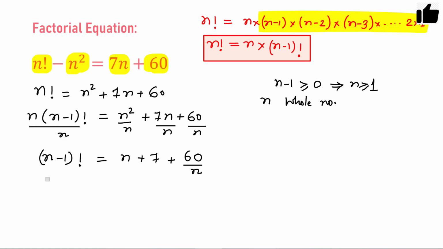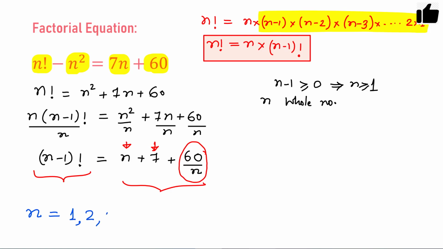Now let us see this expression, particularly the right side. You have an integer, or basically a whole number, and this is another whole number. This means this also has to be a whole number because I have a factorial on this side. So 60 by n will be a whole number only if n is 1, 2, 3, 4, 5, 6, not 7, not 8, not 9, 10, 12, 15, then 20 and then 30. So these are the possible values.